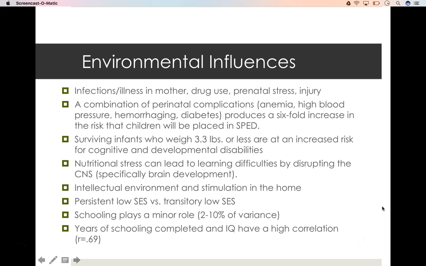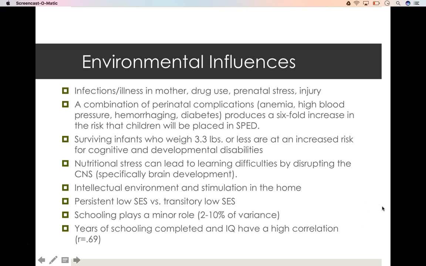So a combination of perinatal complications like anemia, high blood pressure, hemorrhaging, and diabetes produces a six-fold increase in the risk that a child will be placed in special education and can be at risk for having intellectual disability. Low birth weight is also really important when we're looking at that. That's why there's usually such a huge emphasis on putting weight on babies if they're born at low birth weight, specifically below about 3 pounds.